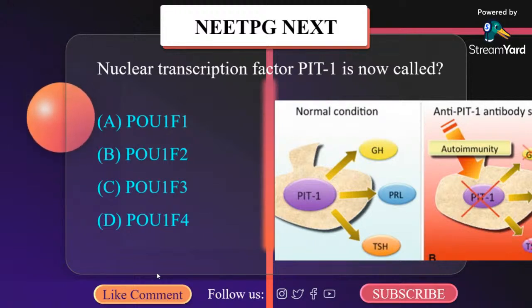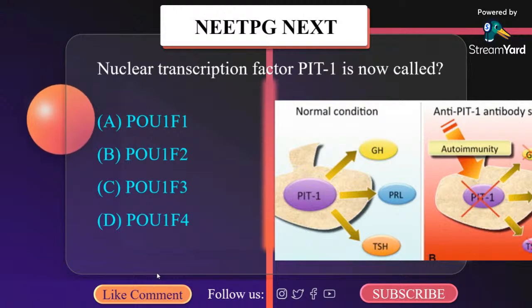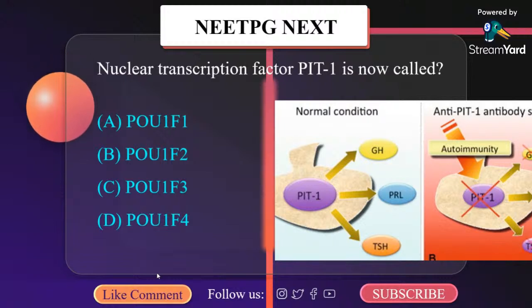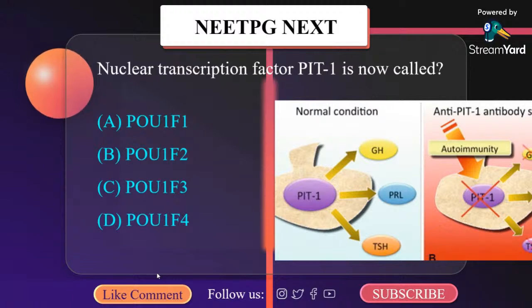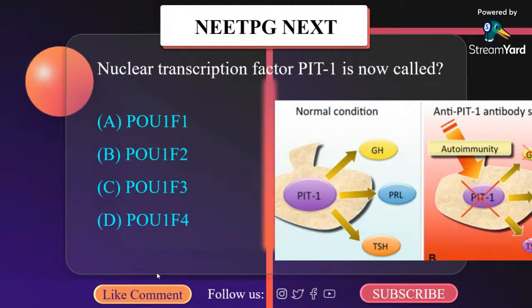PIT1 is involved in regulation of several genes crucial for pituitary development and hormone production, including those for growth hormone GH, prolactin PRL, thyroid stimulating hormone TSH. Pituitary development. PIT1 is essential for differentiation and proliferation of specific cell types in the anterior pituitary gland, such as somatotropes, lactotropes, and thyrotropes.